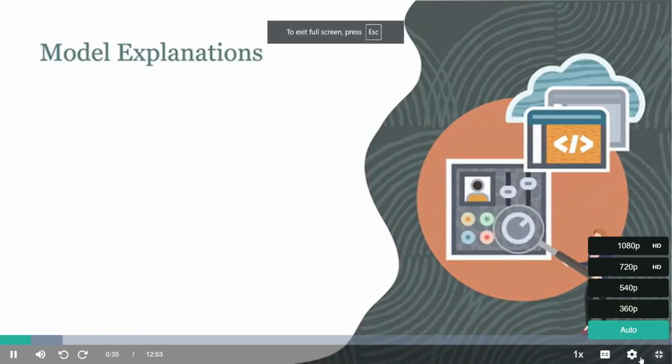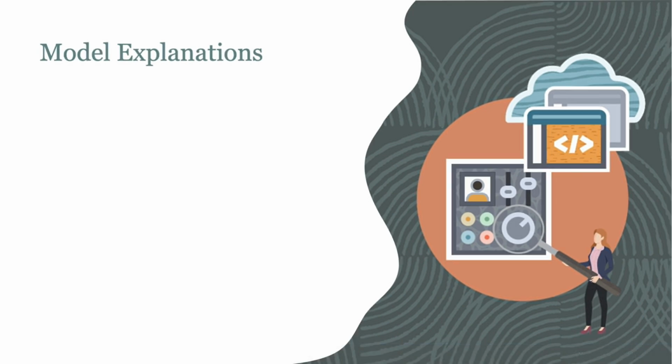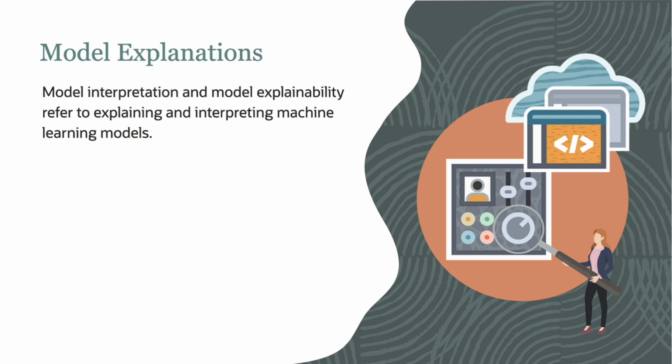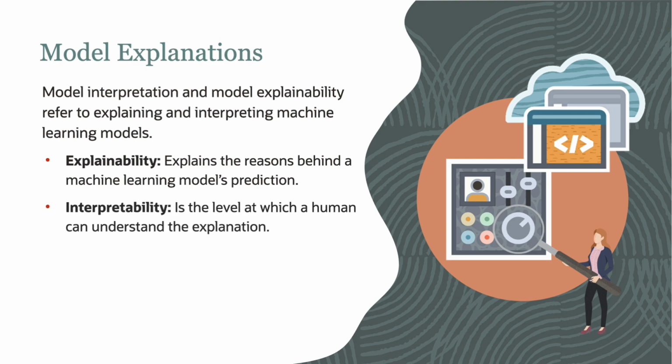The inherent and growing complexity of machine learning algorithms limits the ability to understand what the model has learned or why a given prediction was made, acting as a barrier to the adoption of machine learning. Model interpretation and model explainability is the process of explaining and interpreting machine learning models. So, what is explainability? The ability to explain the reasons behind a machine learning model's prediction. That is what is called explainability. Again, what is interpretability? The level at which a human can understand these explanations, that's called interpretability.